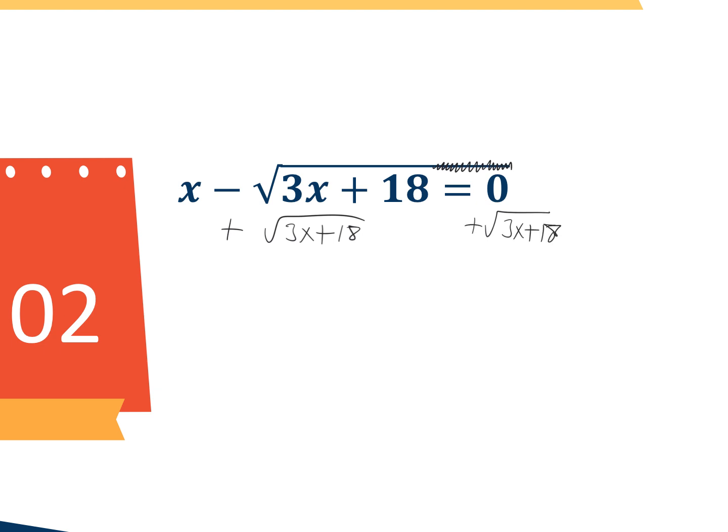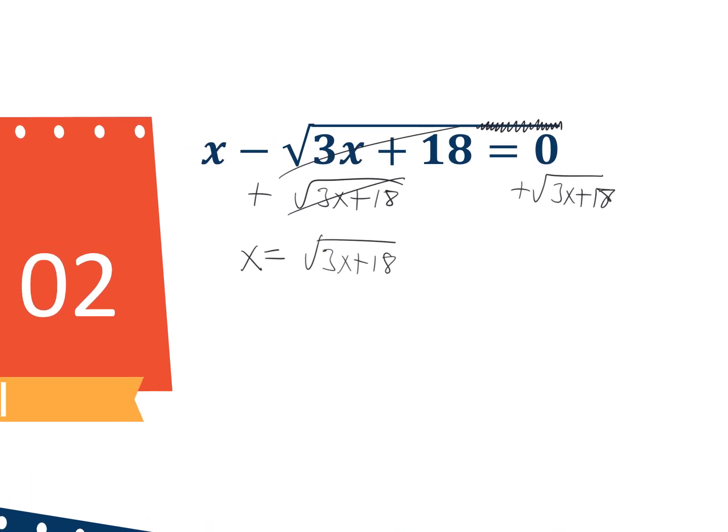All right? And now it cancels out on the left. So we get x equals the square root of 3x plus 18. All right. And now the opposite of square rooting something is squaring it, right? So let's square the left and the right. So we should get x squared equals, cancel out the square root and the square, x squared equals 3x plus 18.